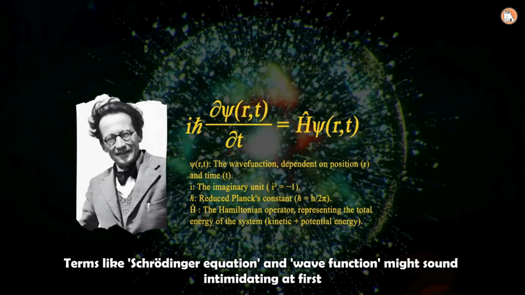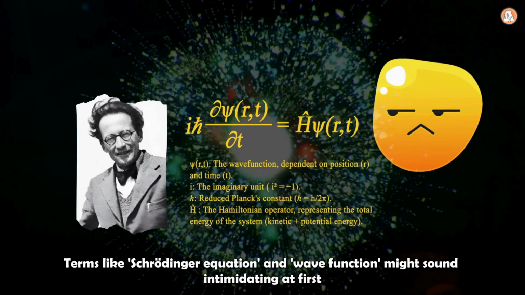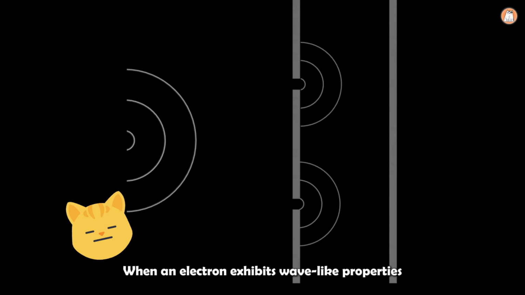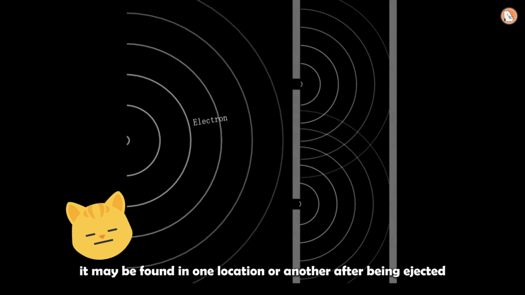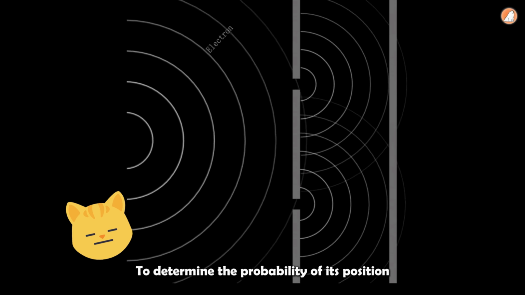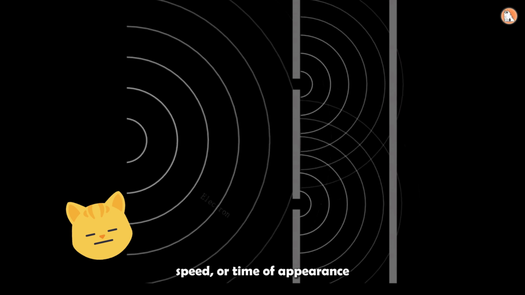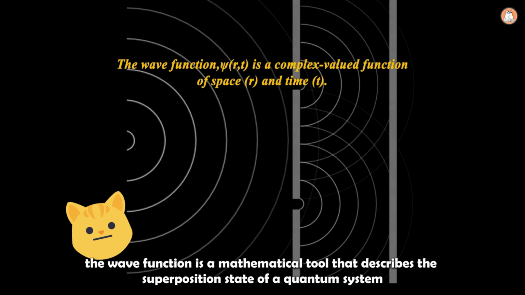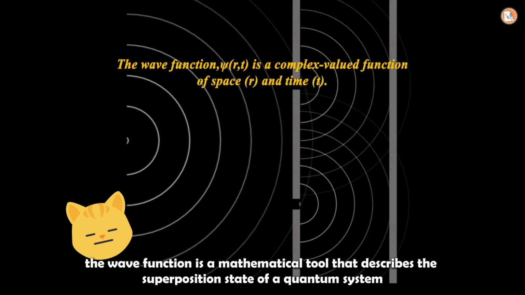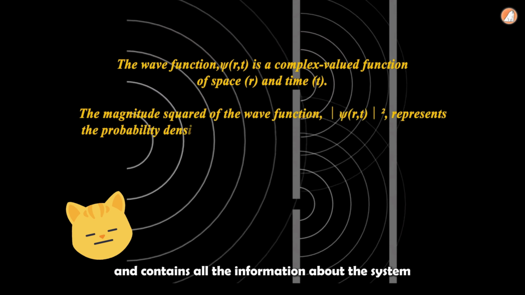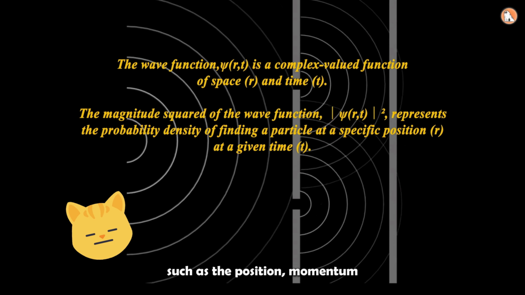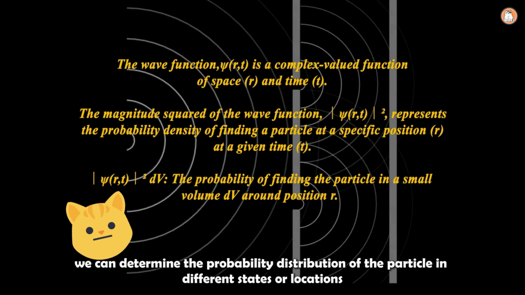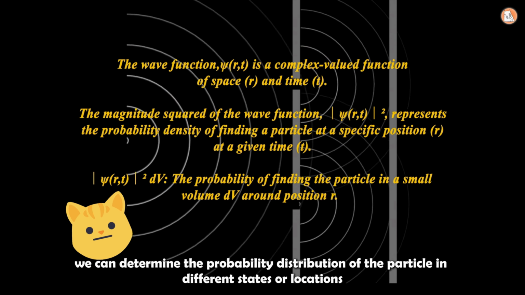Terms like Schrödinger equation and wave function might sound intimidating at first, but don't worry, we'll break them down for you. When an electron exhibits wave-like properties, it may be found in one location or another after being ejected. To determine the probability of its position, speed, or time of appearance, we use the wave function. In other words, the wave function is a mathematical tool that describes the superposition state of a quantum system and contains all the information about the system, such as the position, momentum, and energy of the particle. By calculating it, we can determine the probability distribution of the particle in different states or locations.